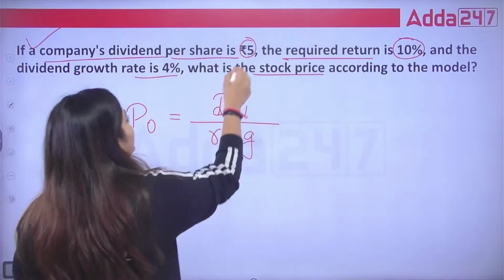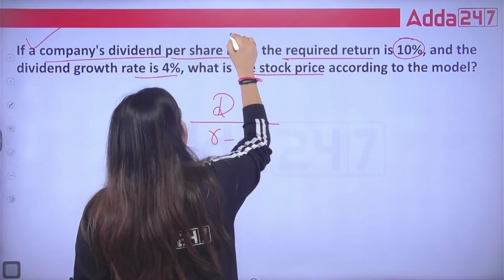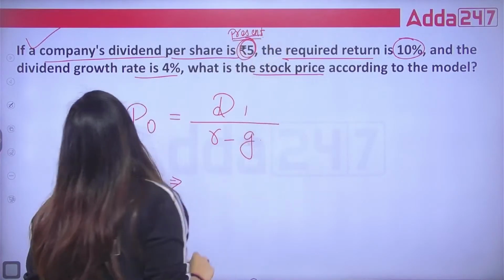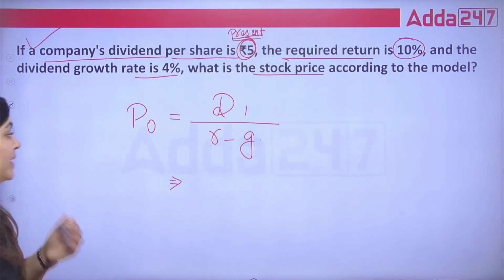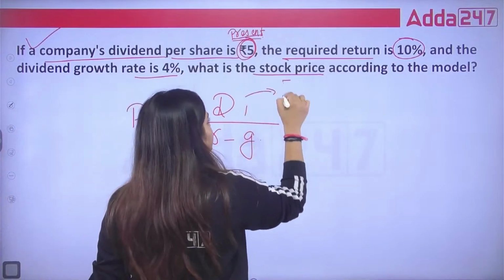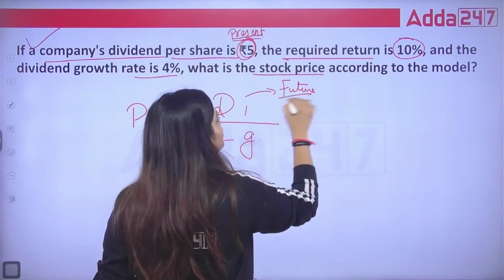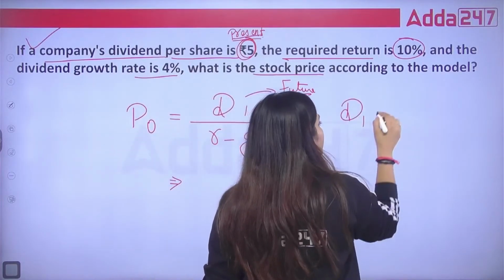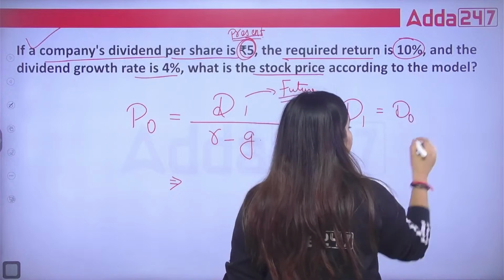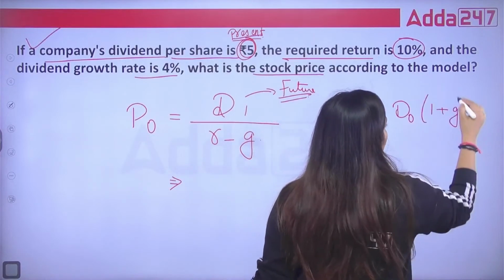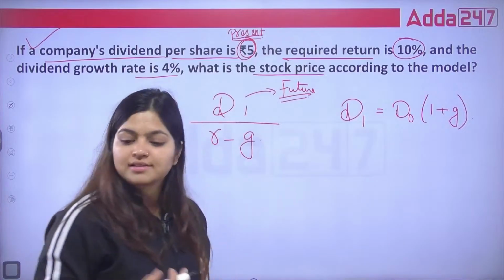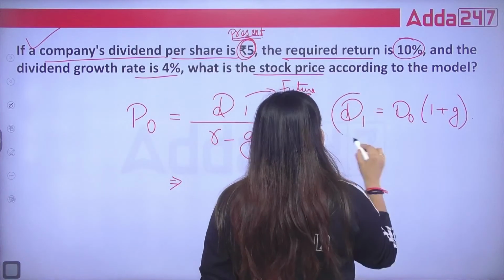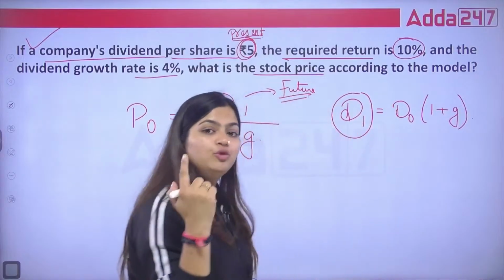Okay. So here this ₹5 is your present dividend. But here we want future dividend. Now how can you calculate it? For calculating future dividend, you use your current dividend multiplied by one plus your growth rate. Okay, in exam they can frame this question also. So you need to calculate future dividend because in the formula we require future dividend.